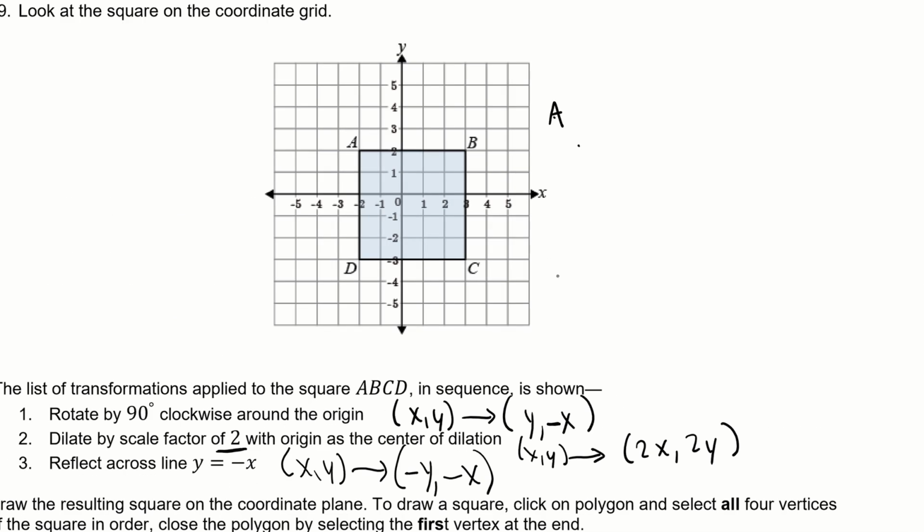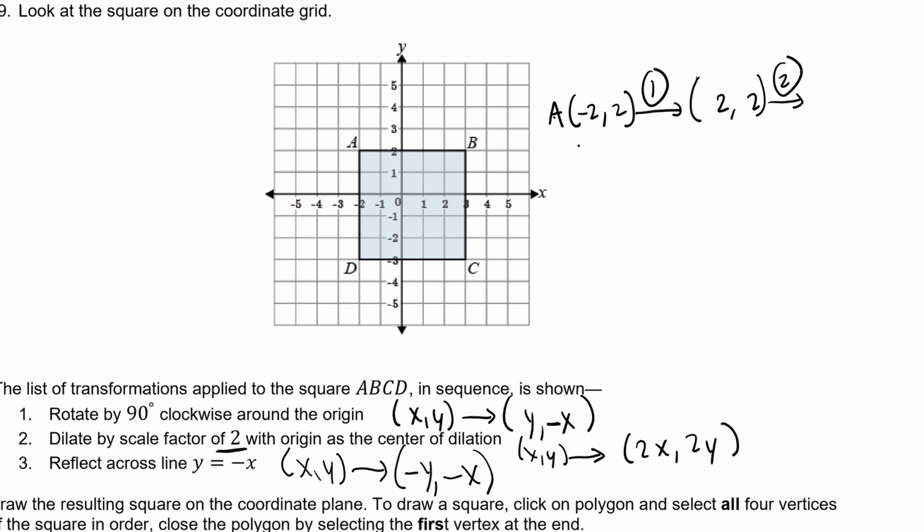Let's do it for A. So A is negative 2, 2. Let's apply the first transformation. The first transformation, you switch the coordinates first, which is going to be 2, negative 2. Then you put a negative on the second coordinate. So I'm going to put a negative there, but then that makes it turn positive, right? So I'm going to put just 2, 2. Okay, so I'm showing you my steps.